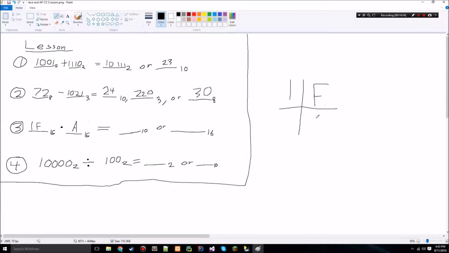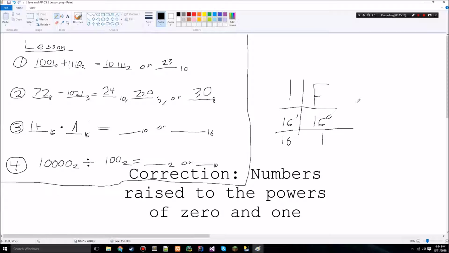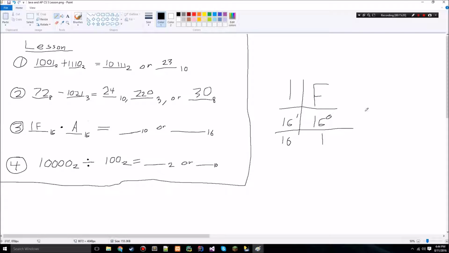So we have 16 to the 0 and 16 to the first. So 16 to the 0 equals 1. 16 to the first equals 16. The first two digits for converting into base 10 are pretty easy because they're powers of 0 and 1, but it gets a little bit more difficult once you get into squares and cubes and all that. A little more difficult to calculate by hand.